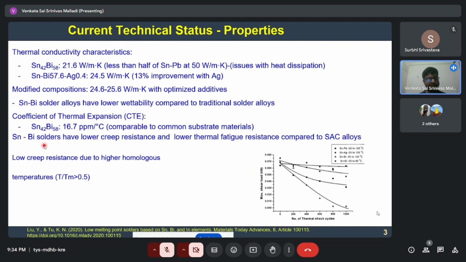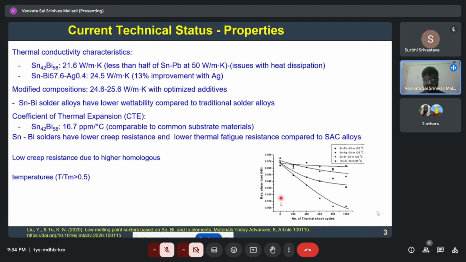But these tin bismuth based solders have lower creep resistance. This is due to the higher homologous temperatures, meaning higher working temperatures. The general operating temperature of these microsystem packages is around 80 to 90 degrees centigrade, and the melting temperature is around 138 degrees for these tin bismuth based alloys. So as we are working in hot conditions, it can accelerate the creep deformation.